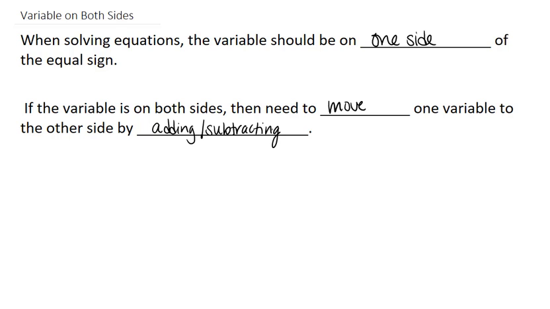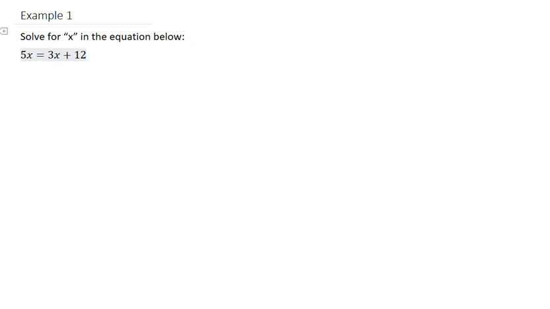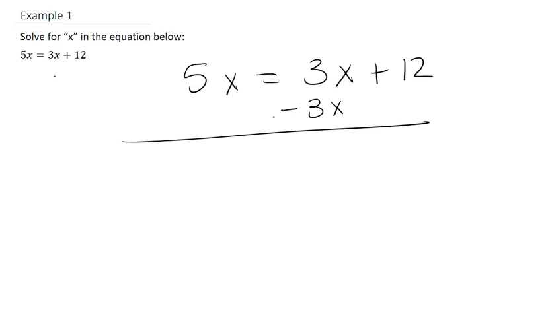Let's look at example 1. Example 1, solve for x in the equation below. So we have 5x is equal to 3x plus 12. So the whole goal is always to get the variable on one side and the number on the other. So in order to get the variable just on one side with the number on the other side, we're just going to go ahead and subtract 3x to both sides.